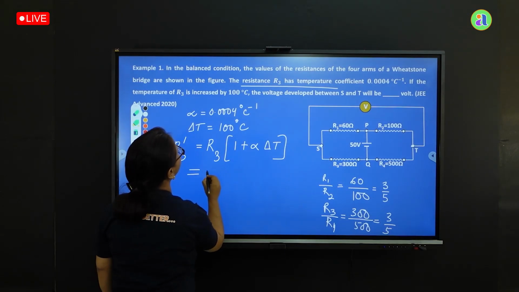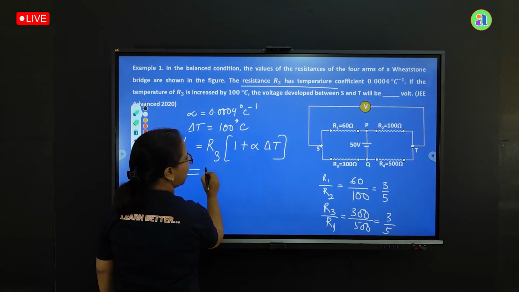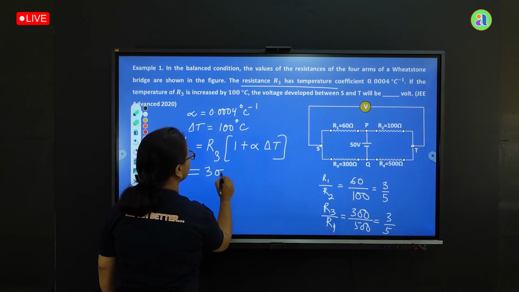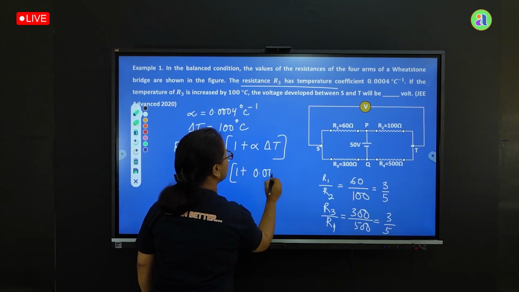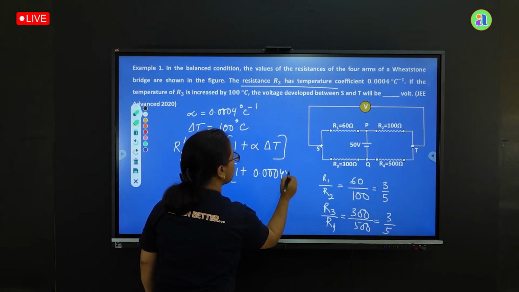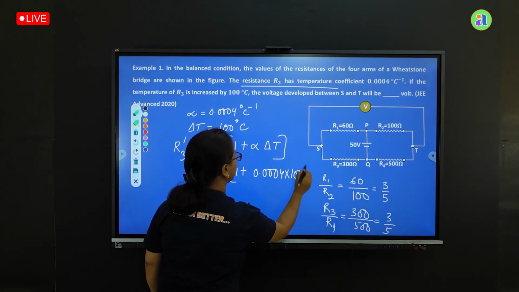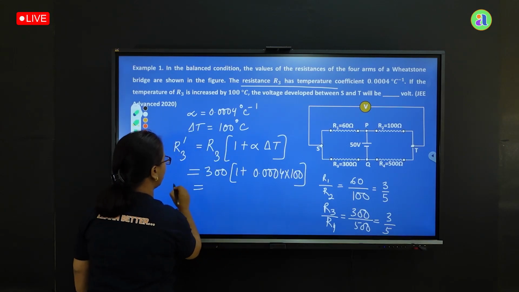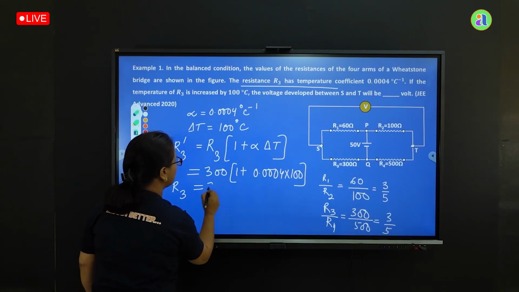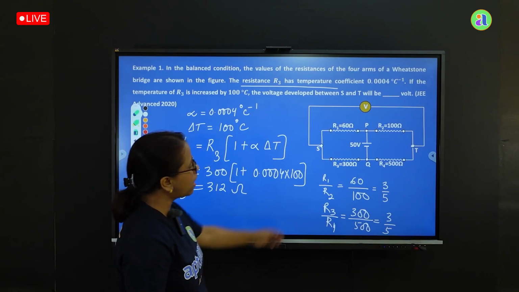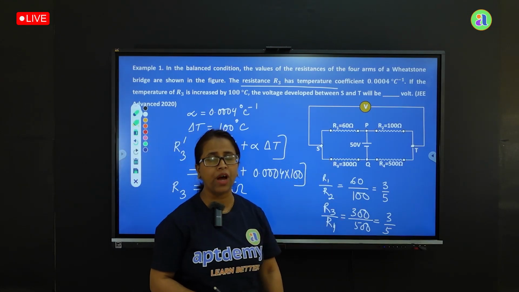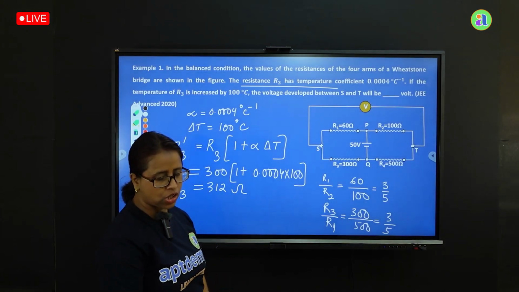We have R3 here as 300 times 1 plus alpha, which is 0.0004, multiplied by 100. So working this out, we get R3 dash as equal to 312 ohms. So we see that R3 has got modified to R3 dash.